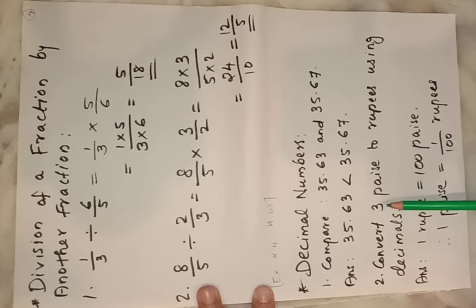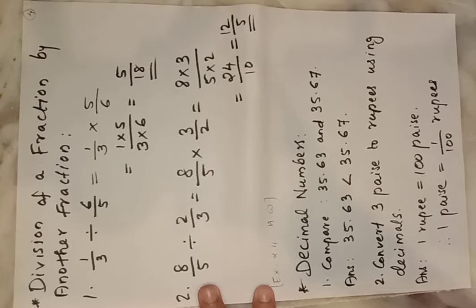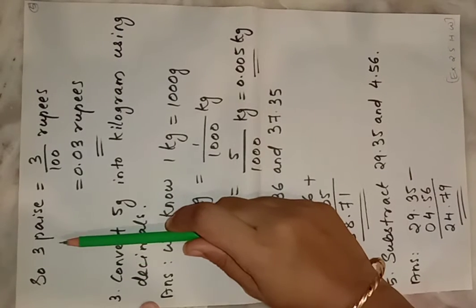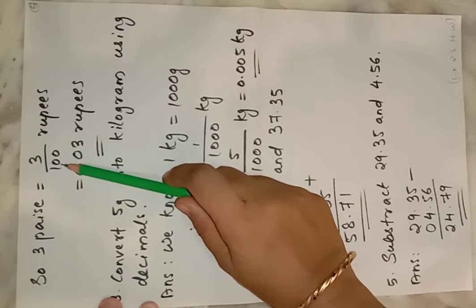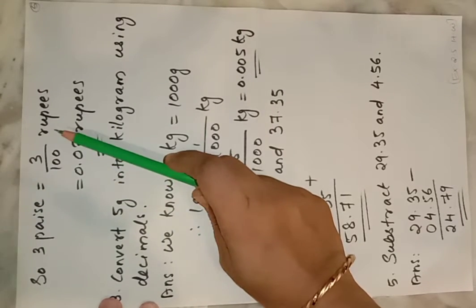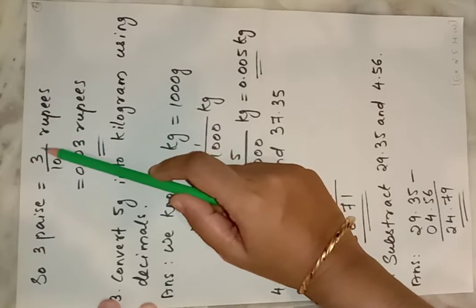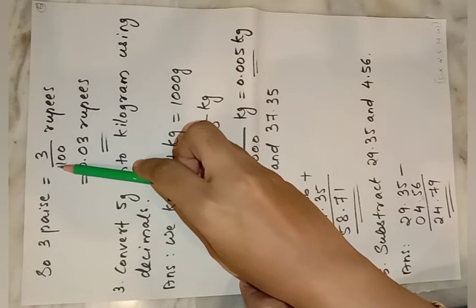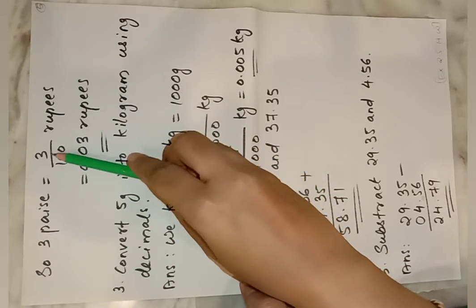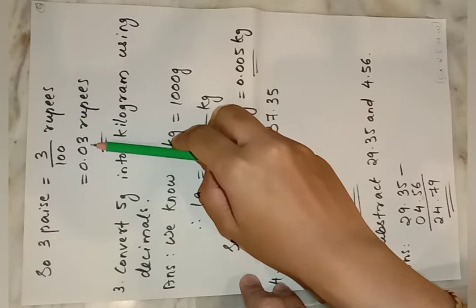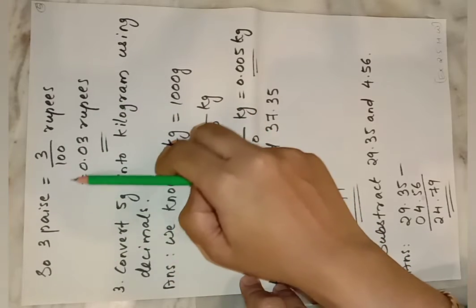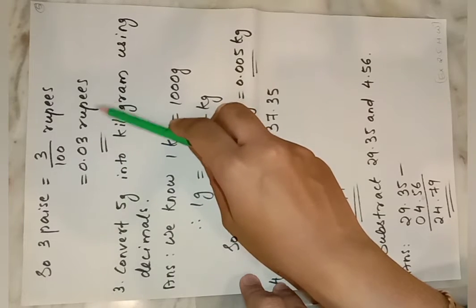Now you need to convert 3 paise to rupees. You got 1 paise is equal to 1 by 100 rupees. So you want to find how many rupees 3 paise is. So 3 paise will be equal to 3 by 100 rupees, because 1 paise was 1 by 100 rupees. And 3 by 100, that is 3 divided by 100, you will get as 0.03 rupees. So 3 paise is equal to 0.03 rupees.